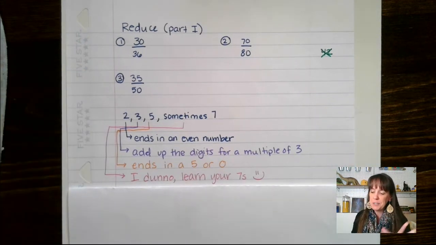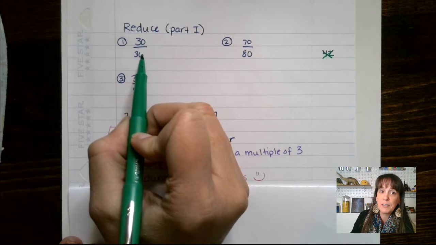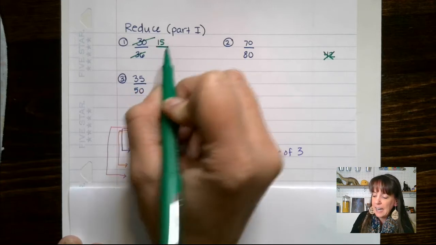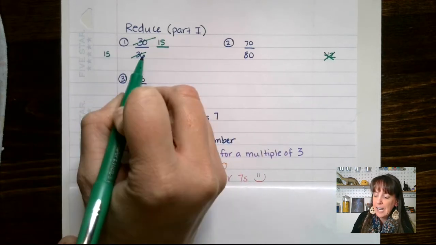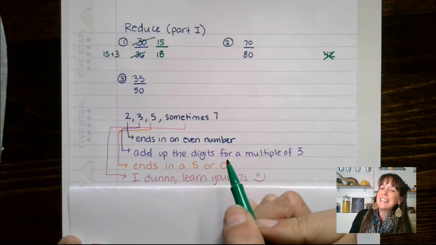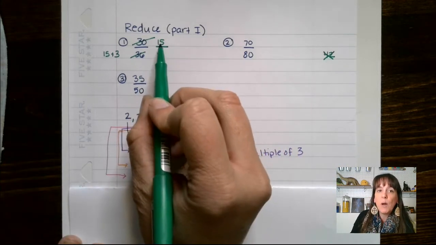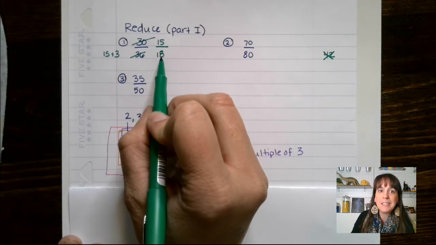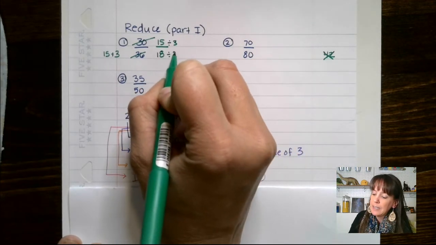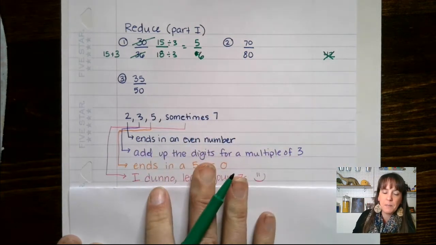Okay, so let's talk about reducing. First things first, I always look at my 2s, and if I have an even number, like I do for number 1, 30 over 36, all I do is cut those guys in half. Half of 30 is 15, and half of 36 is 18. I look at that again, and I can't cut those in half again. So I try my 3 method. If I add up 1 plus 5, I get 6. And if I add up 1 plus 8, I get 9. Both 6 and 9 are multiples of 3, so I'm going to divide these guys by 3, and I get 5 over 6. I almost wrote 9. Jeez, with the math. All right.